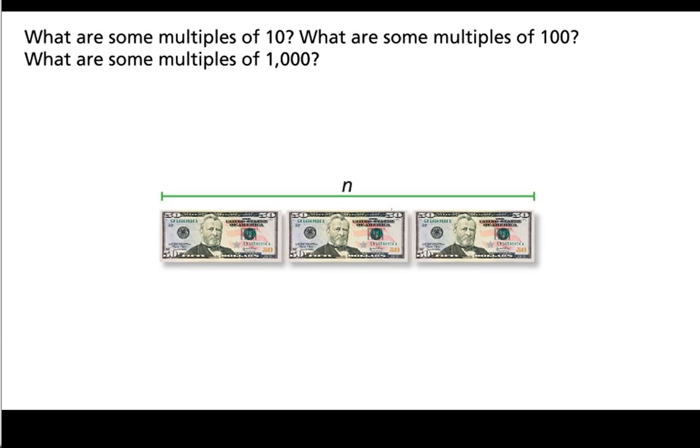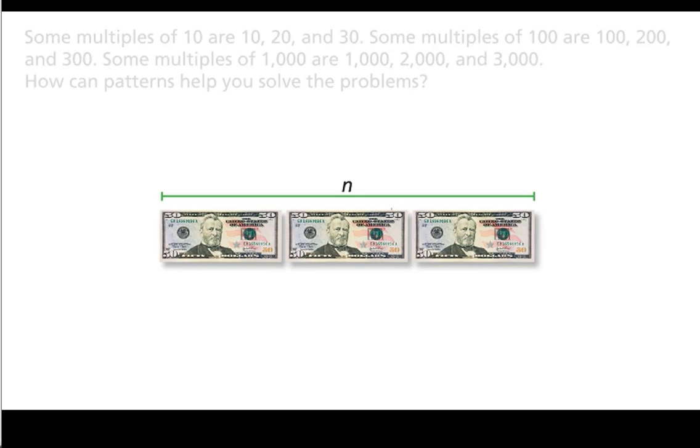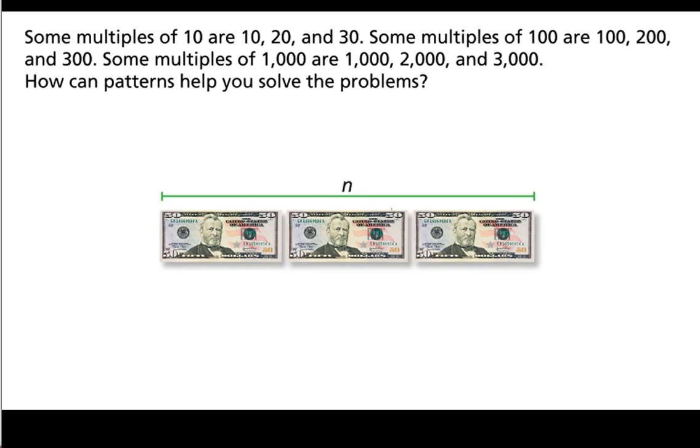What are some multiples of 10? What are some multiples of 100? What are some multiples of 1000? Some multiples of 10 are 10, 20, and 30. Some multiples of 100 are 100, 200, and 300. Some multiples of 1000 are 1000, 2000, and 3000. How can patterns help you solve the problems?